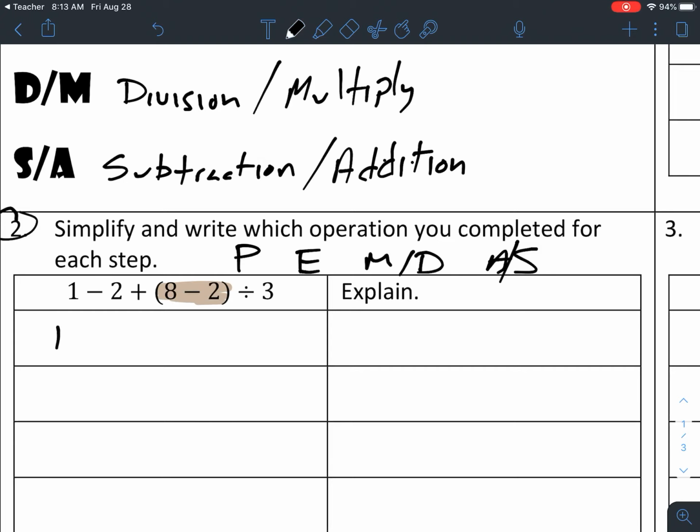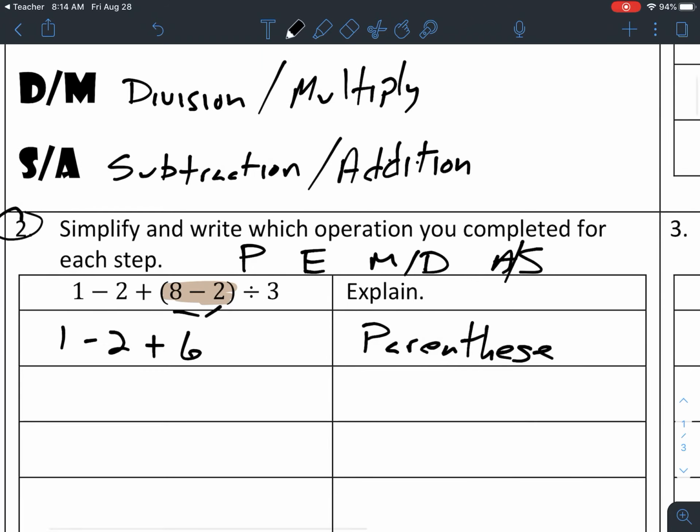I'm going to rewrite this here for now. And we're going to write over here, parentheses. And we can solve this here. 8 minus 2, you take 2 away, you're left with 6. And then you're going to have divided by 3. We can see we do not have any exponents, so we skip that step.